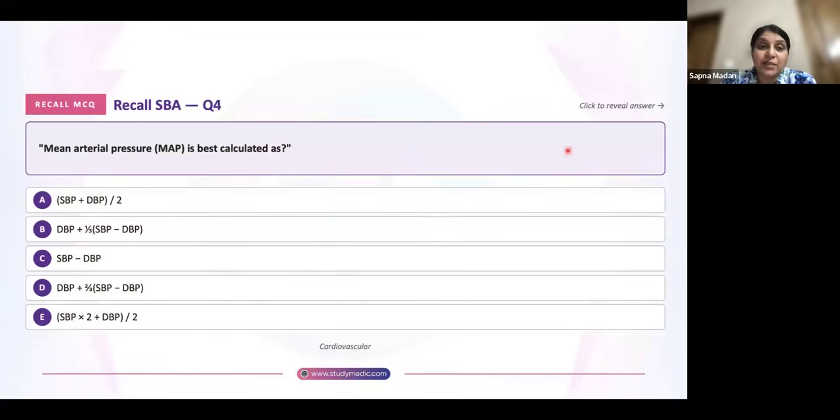Mean arterial pressure is best calculated as the sum of systolic plus diastolic blood pressure divided by 2. So the mean of the systolic and diastolic pressure. Or is it diastolic blood pressure plus 1/3 of the difference between systolic and diastolic blood pressure? Or is it just the difference between the systolic and diastolic blood pressure? Or is it diastolic blood pressure plus 2/3 of the difference between systolic and diastolic blood pressure? Or is it systolic blood pressure 2 times plus the diastolic blood pressure divided by 2? And we have calculated according to 120 by 80.